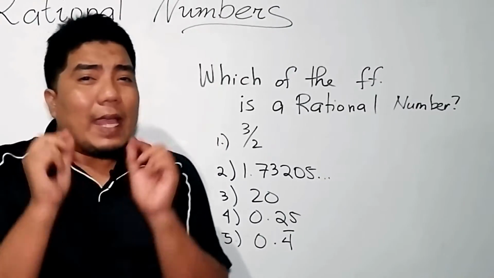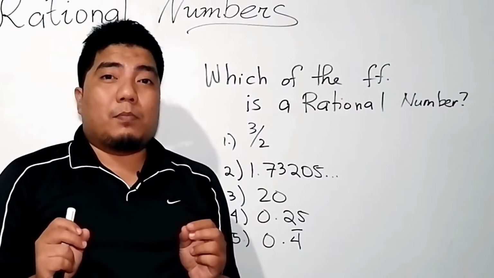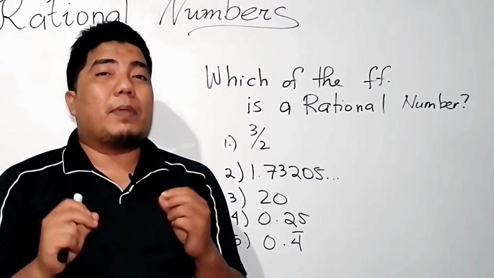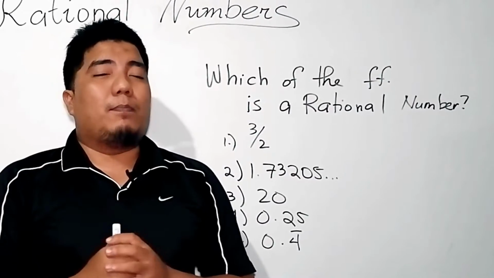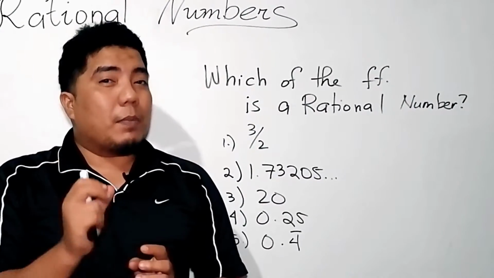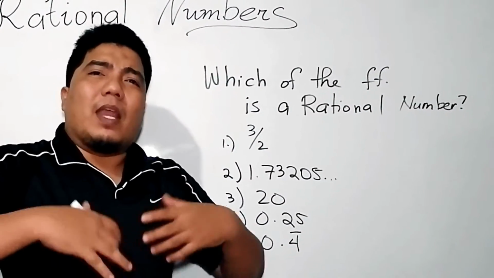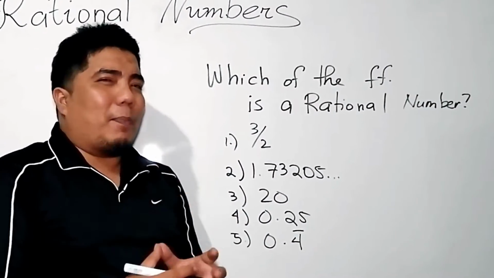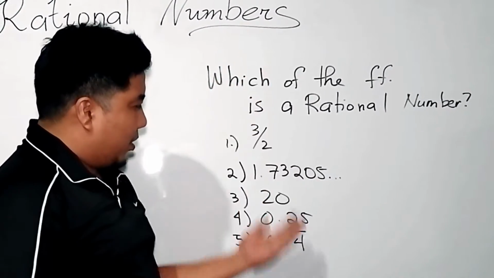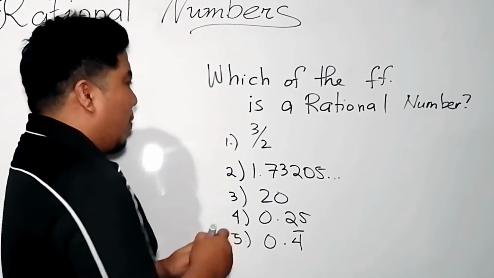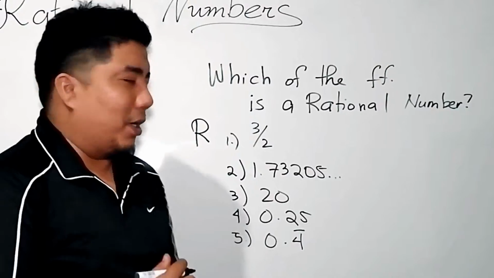Now, remember what I said earlier during the definition, that rational numbers are numbers that can be expressed as a over b, where a and b are both integers and b must not be equal to 0. Now, technically, rational numbers are very popular as to be considered as a fraction. So which among these is a fraction? This one. So this is considered already as a rational number.